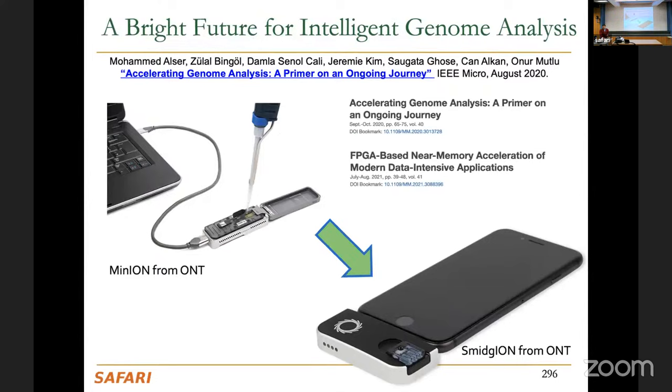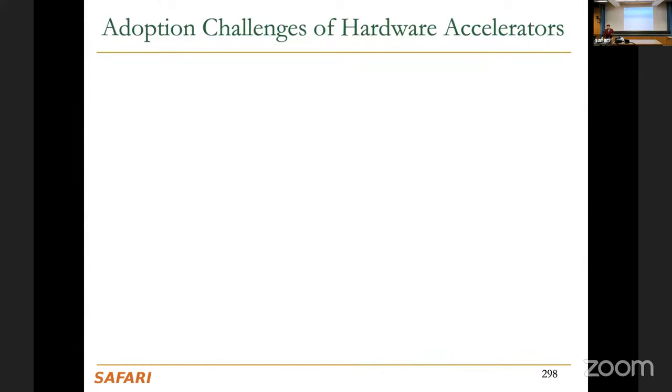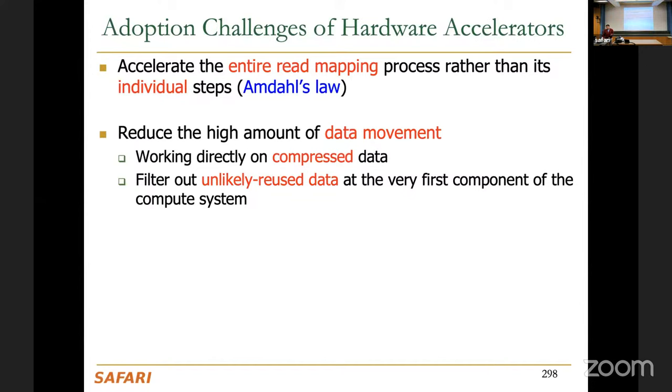Basically, there's a bright future for intelligent genome analysis because the technology is improving. However, computing is still bottlenecked by data movement, right? Because of certain challenges: for example, accelerating the entire read mapping process, rather than its individual steps, is essentially important due to Amdahl's law. If you focus on individual steps, maybe you're not going to get significant speedups, which means you need to consider the entire application. So we also need to reduce the high amount of data movement in the applications.